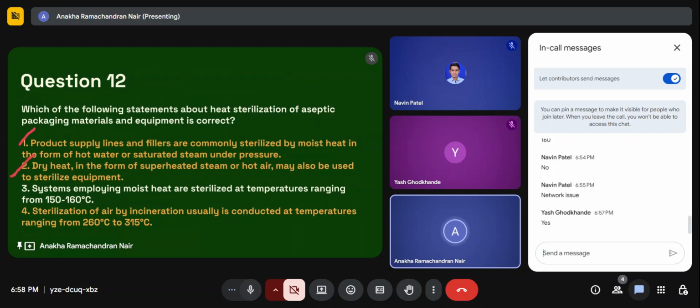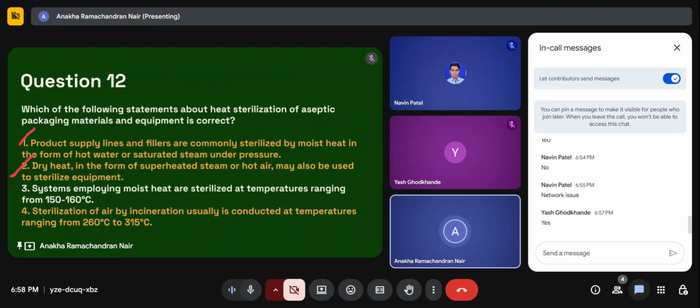Dry heat in the form of superheated steam or hot air may be used to sterilize equipment, especially electrical equipments that cannot be sterilized using moist heat. Right? If there is water present, it will get short circuited. Right? So that is why dry heat will be used in these cases.